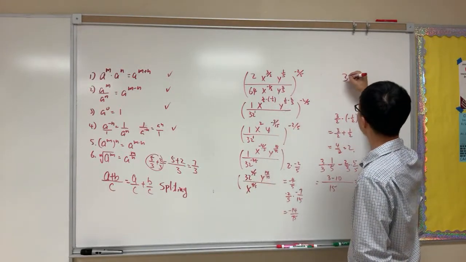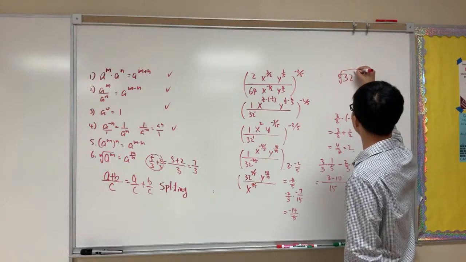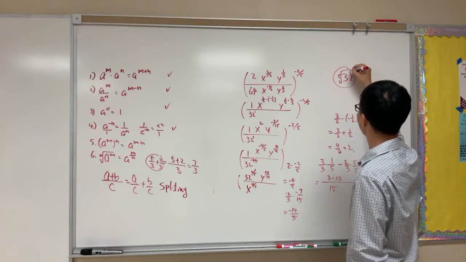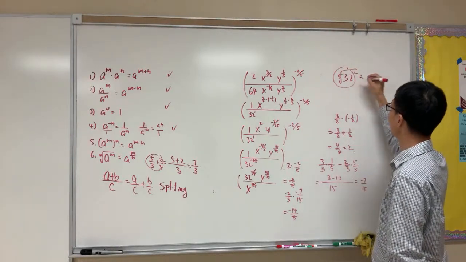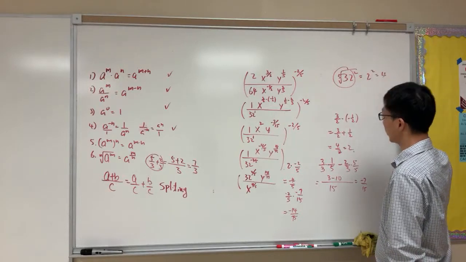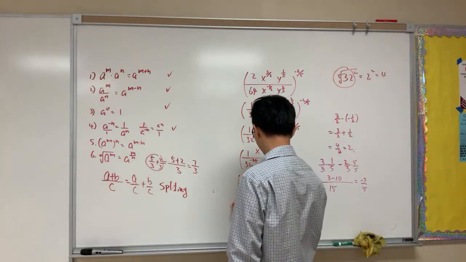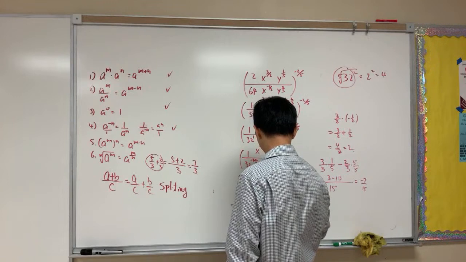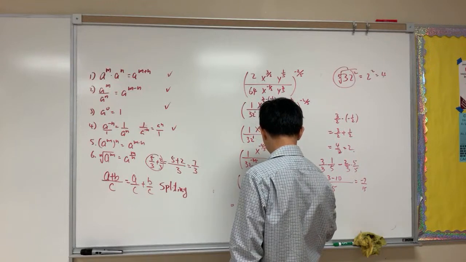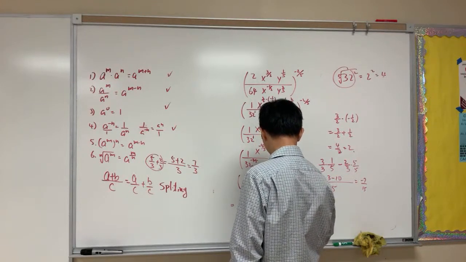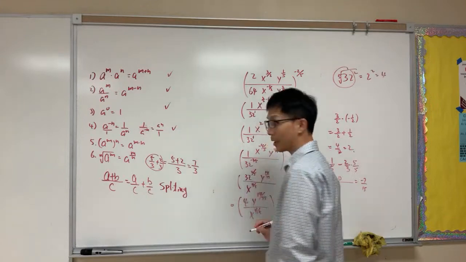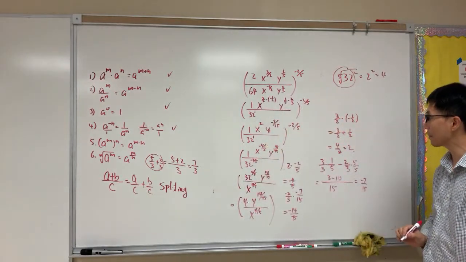So this is the only question that deals with all the 5 rules. So I'm going to do the 5th root of 32, which is 2. 2 squared, which is 4. So my answer is equal to 4 times y to the 14 over 75 over x to the 4 over 5. So that's all the exponential rule questions.